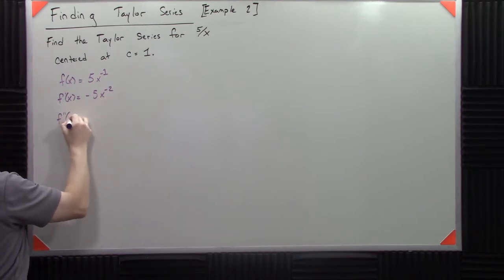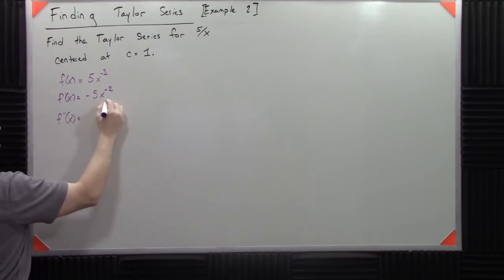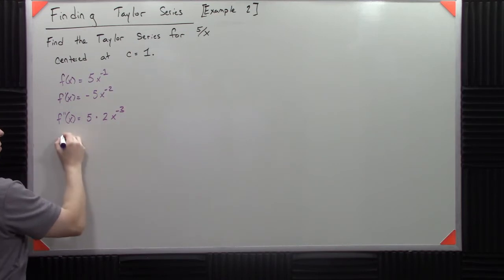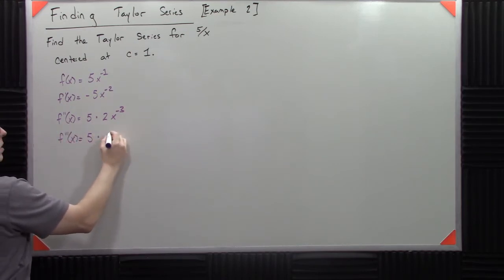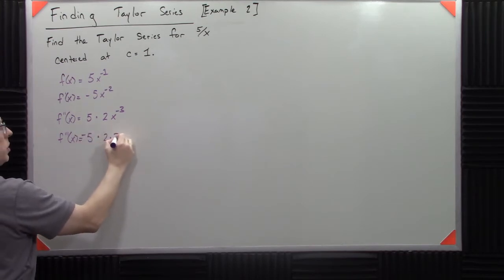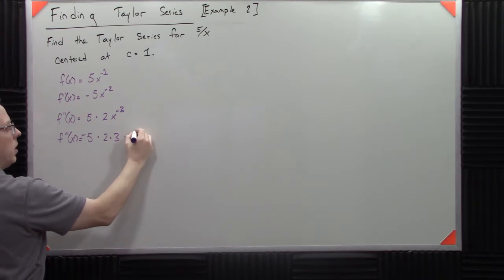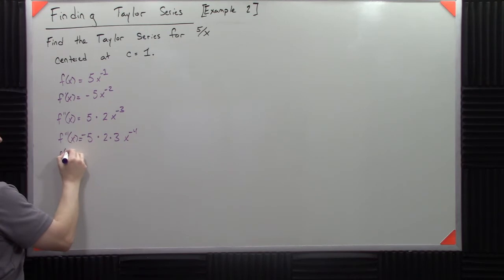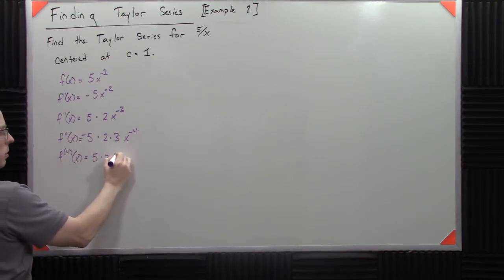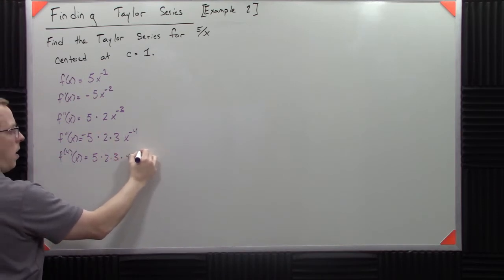My second derivative is 5 times 2 x to the negative 3. Third derivative is negative 5 times 2 times 3 times x to the negative 4. My fourth derivative is positive 5 times 2 times 3 times 4 x to the negative 5.